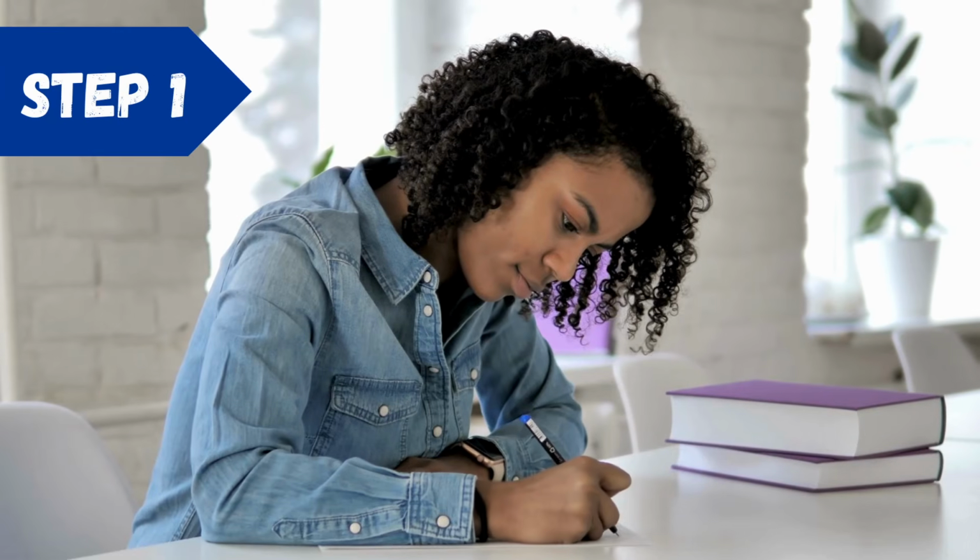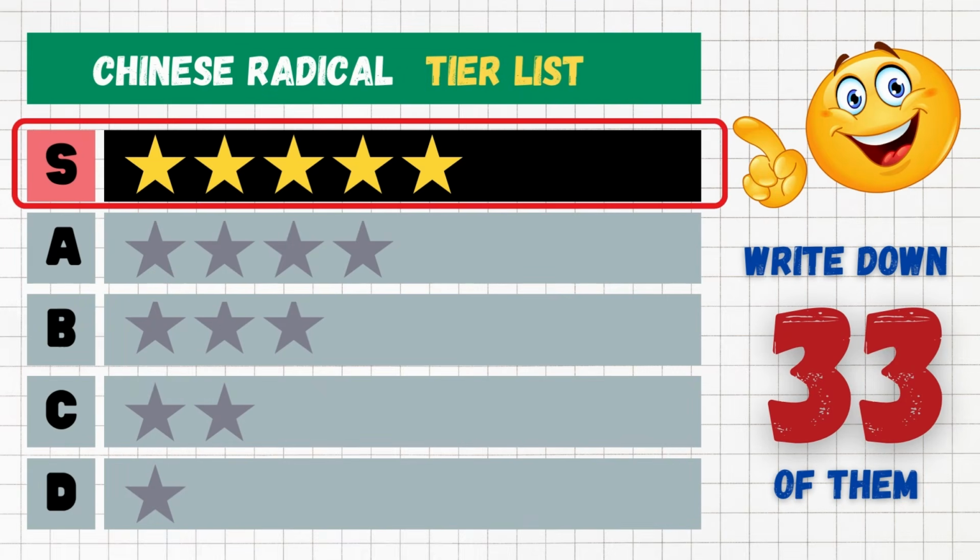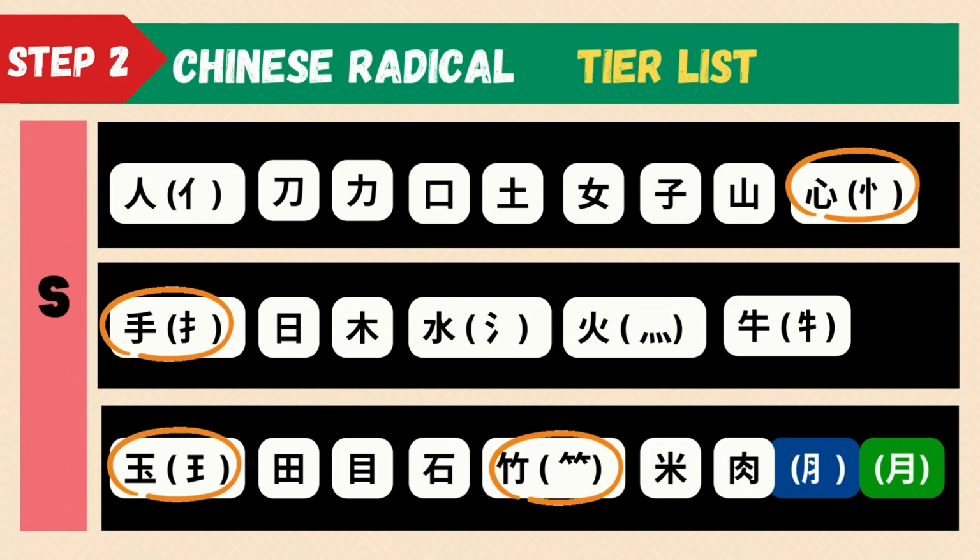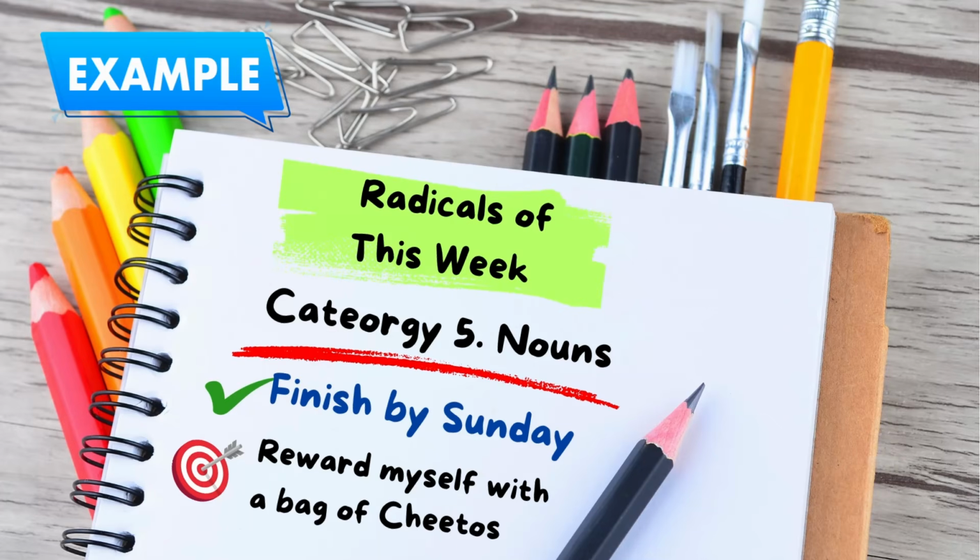Now, I encourage you to take on today's challenge. If you just started your Mandarin journey, you can write down all the radicals in the S tier. Then, circle the radicals you are not familiar with. Make a plan with a timeline to memorize them. For example, you can tackle 1 category per week. If you completed this challenge, or you're already an intermediate learner, take on this challenge.